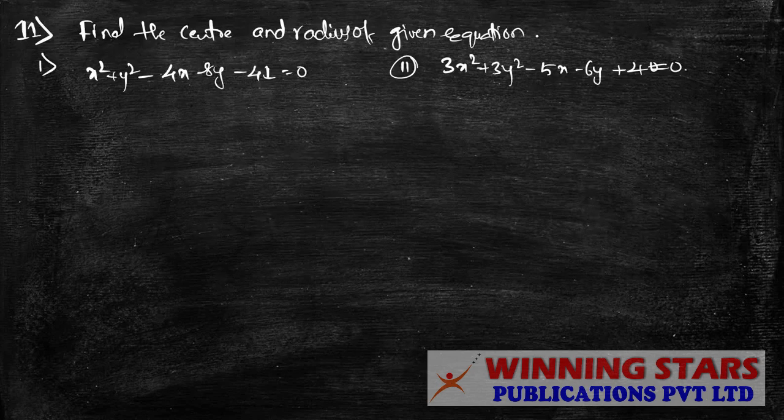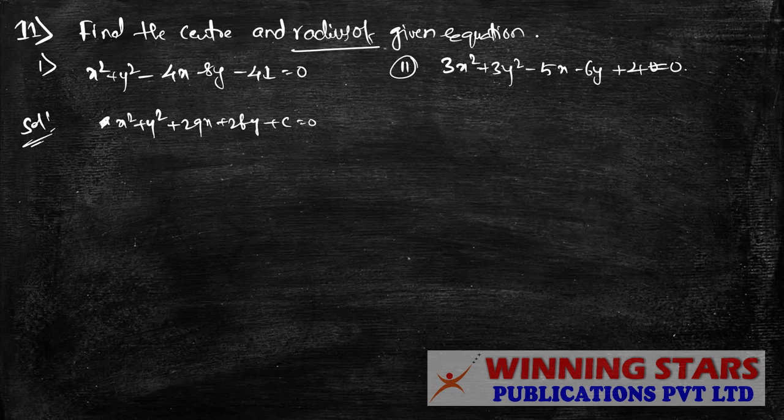Now 11th question is to find the center and the radius of the given equation. Here he is asking us to find the center and the radius of the given equation. Solution: we know already that it becomes x square plus y square plus 2gx plus 2fy plus c is equal to 0. From this we can find the center and radius also.